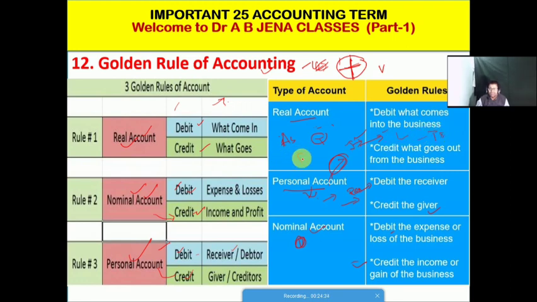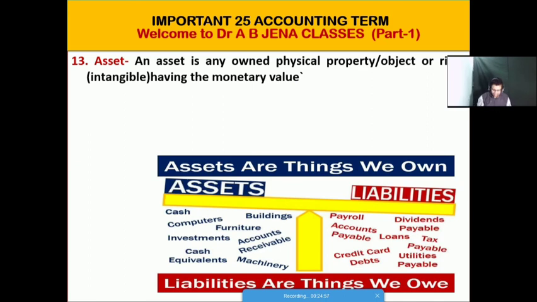Similarly, the final accounts, I mean the trading account, profit and loss account, and the balance sheet will not be prepared perfectly, and the net profit, gross profit, and assets and liability positions will be wrong, or there will be a mismatch. So these golden rules of accounting are very vital. Next, we come to assets.